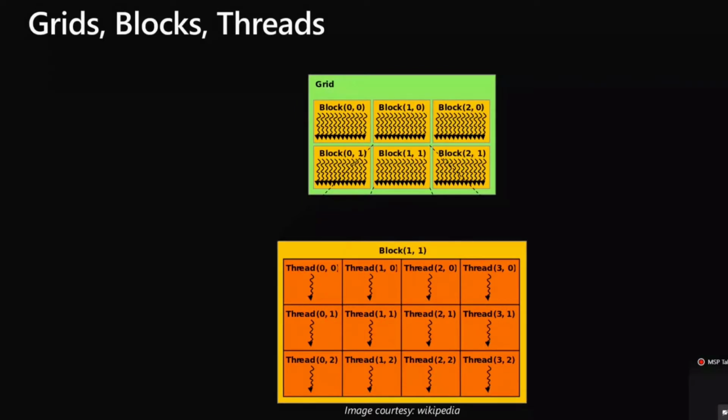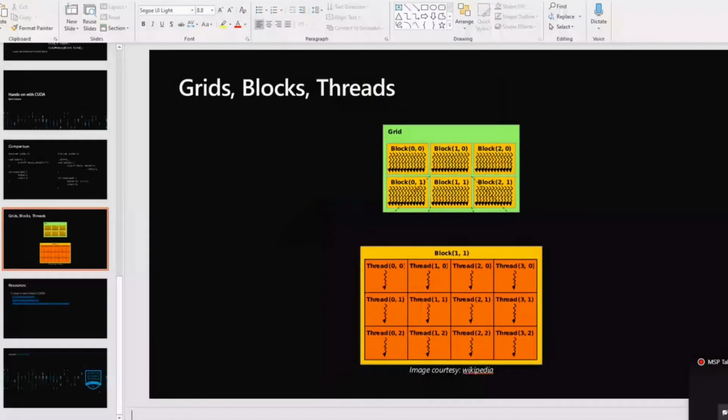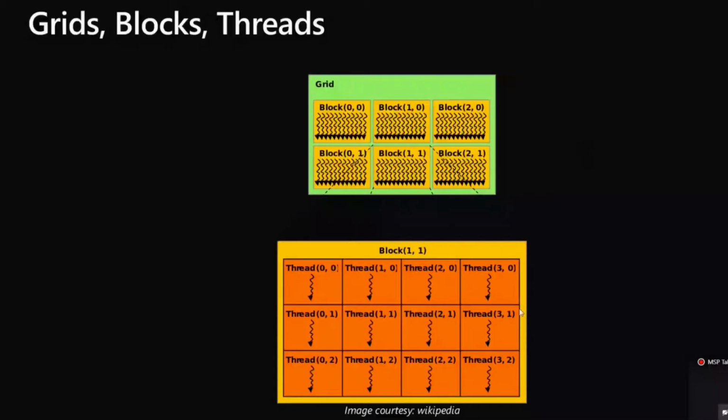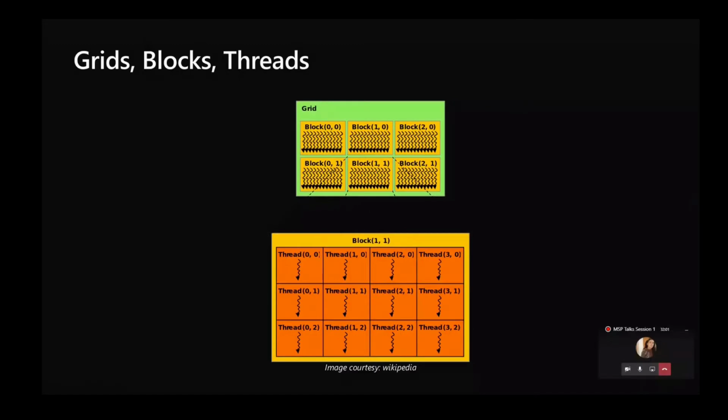So also these components have IDs of their own. As you can see, this is a two-dimensional arrangement, so therefore they have two-dimensional IDs. But right now we will be using a one-dimensional arrangement. So basically, we can address a thread using its ID, and hence we can generate unique indices using those thread IDs. So let's see how we can do that.